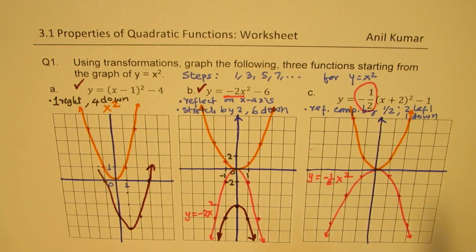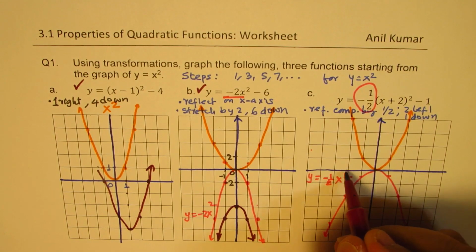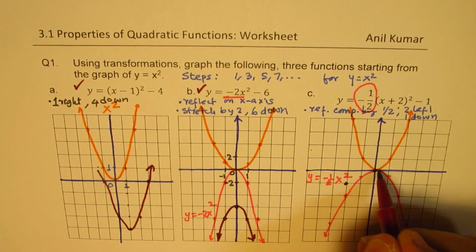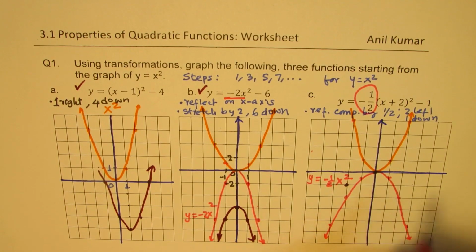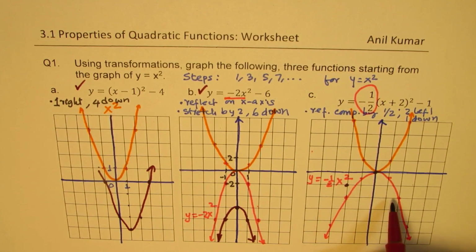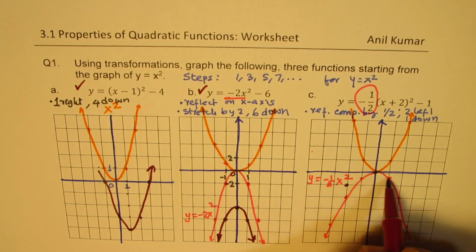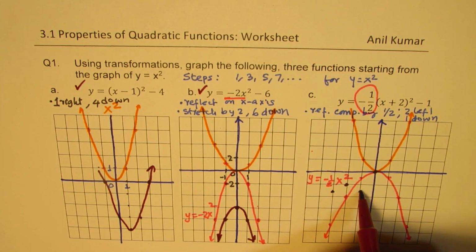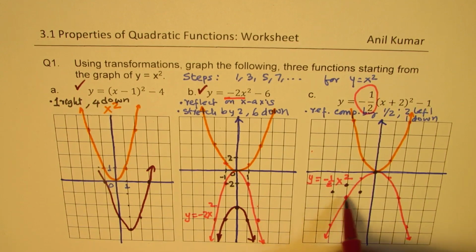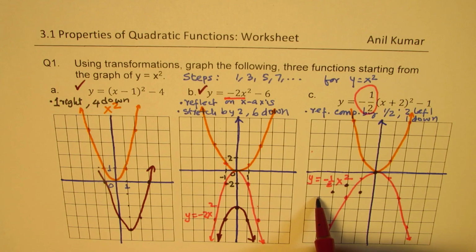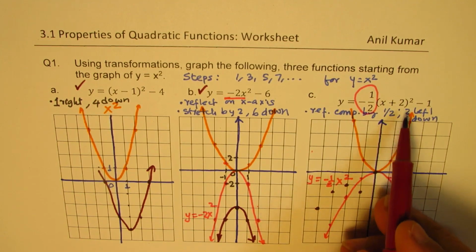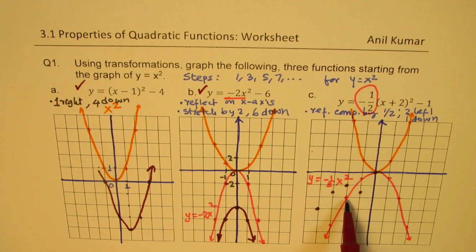The final graph here is to translate 2 units left and 1 down. So this particular point, 2 units left and 1 down, will come here. So this vertex moves like this, correct? Accordingly, all these points will move 2 units left and 1 down. So this is half down from here, so I could go from here half down. And then we have the next point, which is 2 units left and 1 down, right? So 2 units left and 1 down. So that is what we have to do with each and every point.